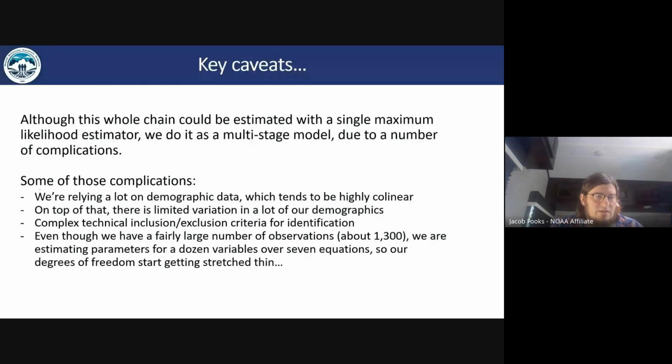One of these is that demographic data in general, under the best case scenario, tends to be very highly correlated, right? If you know someone's race, you have a pretty good idea of what their education is relative to the rest of the population, what their income is, right? If you know their age, that tells you a lot about this sort of stuff, which makes the statistics kind of mushy if you're trying to include all of this into a statistical model, right?